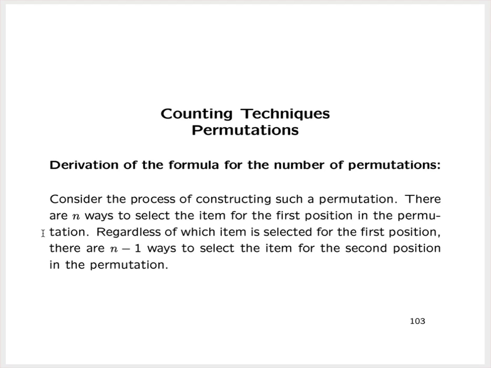In each slot, in each position, we're going to put one of the things to be arranged. So we can think of constructing a permutation as an r-step process. The first step in that process is to fill the first slot, and that can be done in n ways because we have n objects to select from. Now, regardless of which item was selected for the first position, to fill that second position, we've got n minus 1 objects to select from. So n minus 1 ways to select an object to put in that second position.